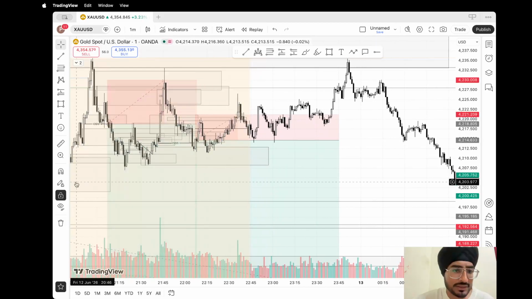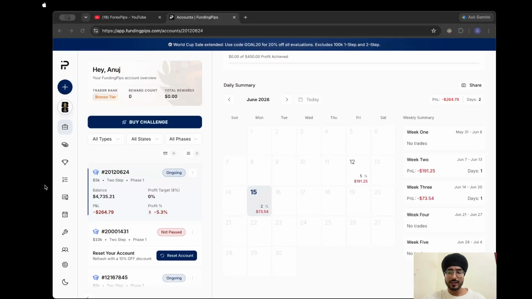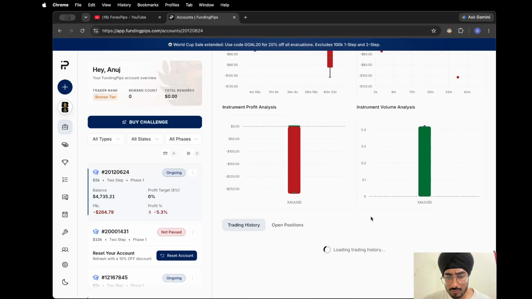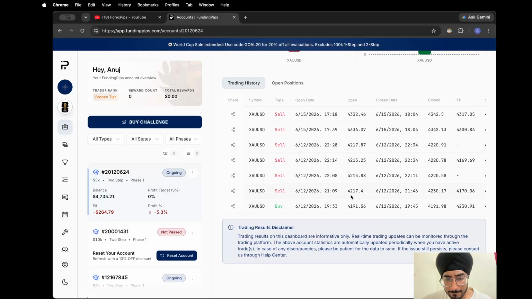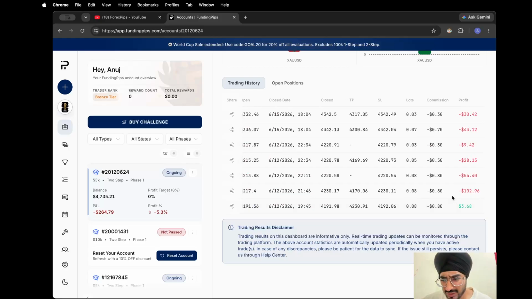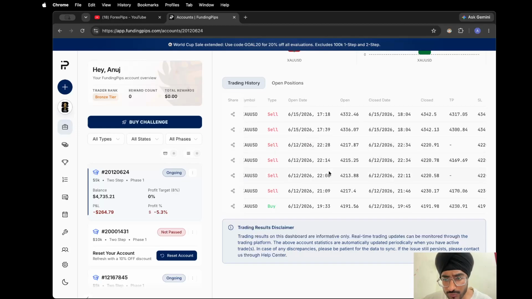So that is why, if I quickly jump to FundingPips to show you the trade: okay, I took a buy trade, but I cut it at break even. Then I took a sell trade at 22.28.